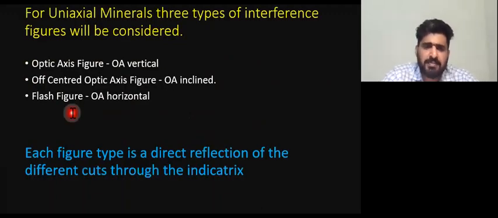As we have discussed in the beginning, there are three possible interference figures. One is the optic axis figure, or centered optic axis figure, where the optic axis is vertical, or the section is cut perpendicular to the optic axis. Second is the off-centered optic axis figure, where the optic axis is inclined. And the last one is a flash figure, where the optic axis is horizontal, or you cut the section parallel to the optic axis. Each figure type is a direct reflection of the different cuts through the indicatrix.